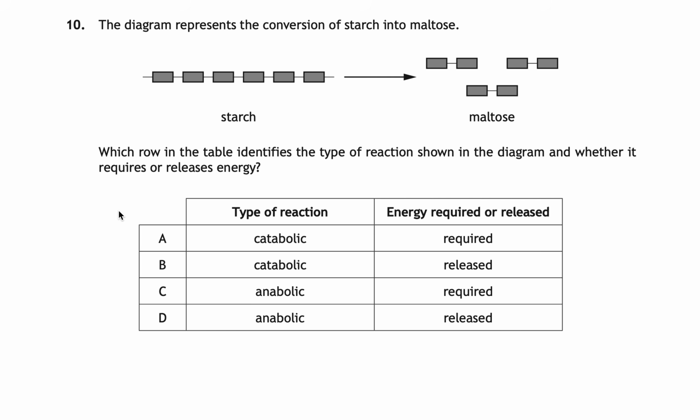So the correct answer for question 10 is B. The type of reaction is catabolic. We can see the starch has been broken down into smaller, simpler molecules in maltose. That is a catabolic reaction, so large to small. But also when this reaction takes place, it releases energy. That's another part of catabolic reactions. So the correct answer is B.